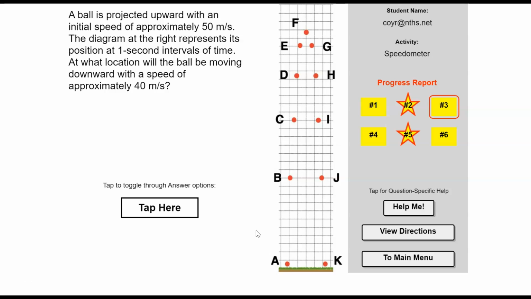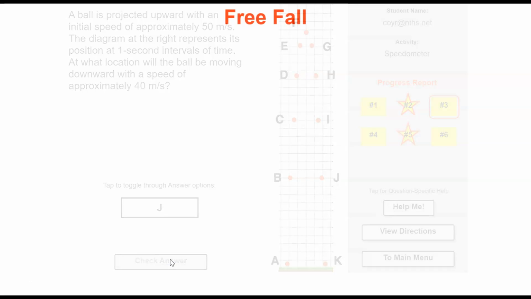All right, here we go. A ball is thrown up at 50 meters per second. At what location will the ball be moving downward with a speed of 40? Well, downward is going to be this side. Remember, we throw it at 50 meters per second here, 50, 40, 30, 20, 10, 0, negative 10, negative 20, negative 30, negative 40. Hey, that's what we're being asked about. So J. Ta-da! All right, so far so good.